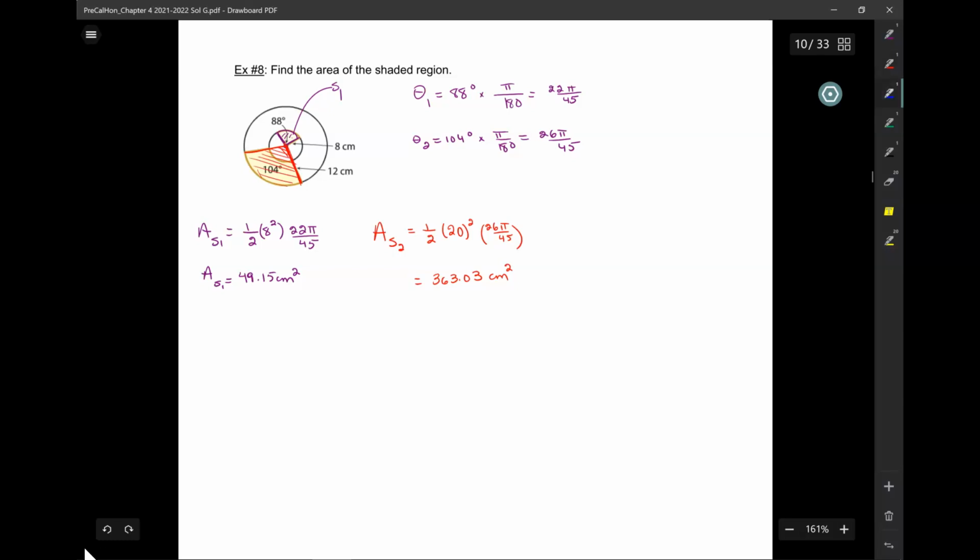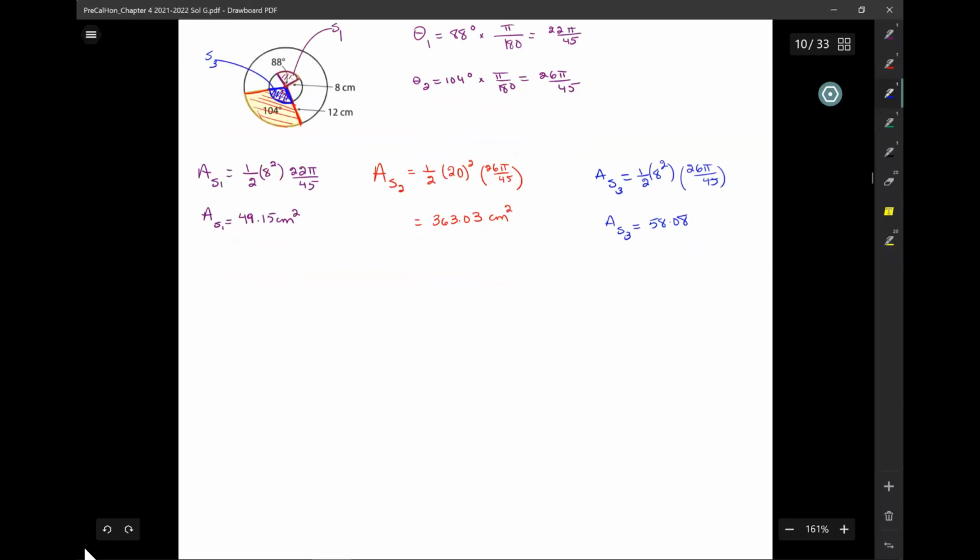Okay, now again, when I did that, I found this entire part. So I have some extras in there. Namely, this blank part, I need to subtract from it in order to take that strip. So what about this? Okay, we'll call that sector 3. So let's find the area of sector 3. That's half. What's that radius? 8 squared times 26 pi over 45. Area of sector 3 is 58.08.